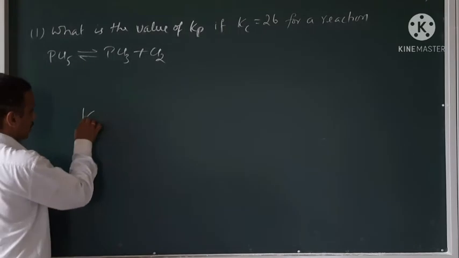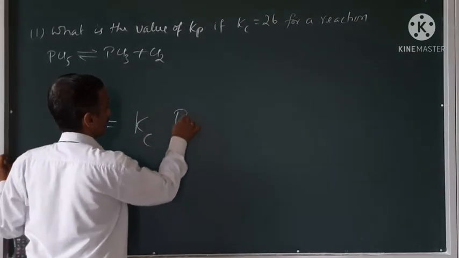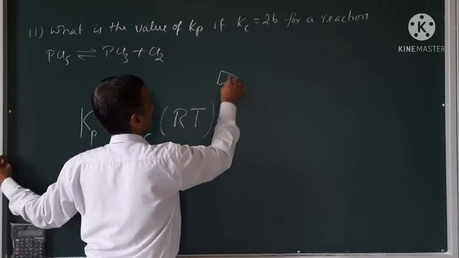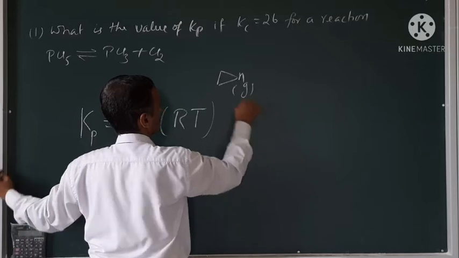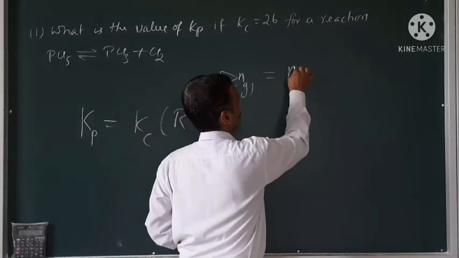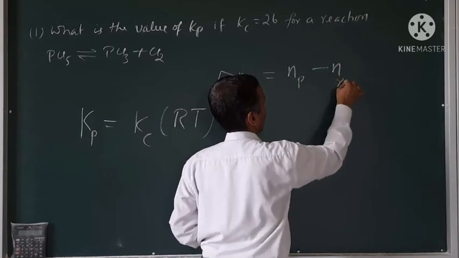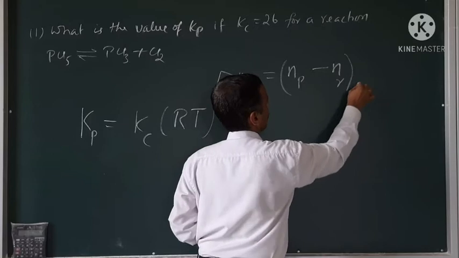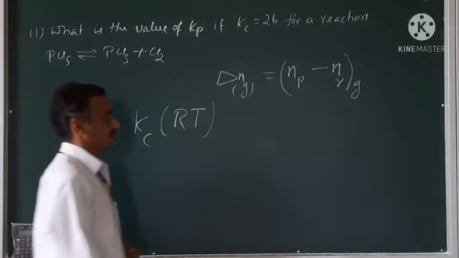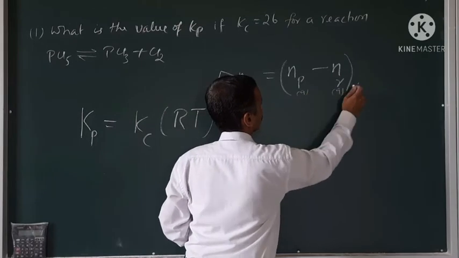What is the Kc relation? Kp is equal to Kc into RT to the power delta N of the gas. And how to calculate N of the gas? N of the product minus N of the reactant, but in the gaseous state. In the gaseous state here, this also in the gaseous state only.